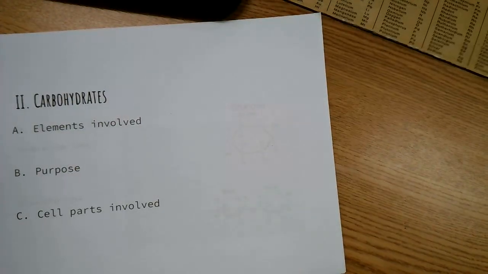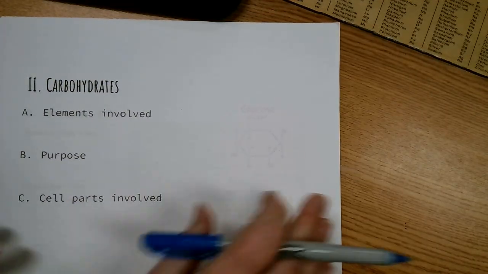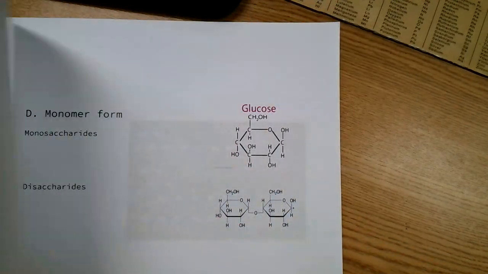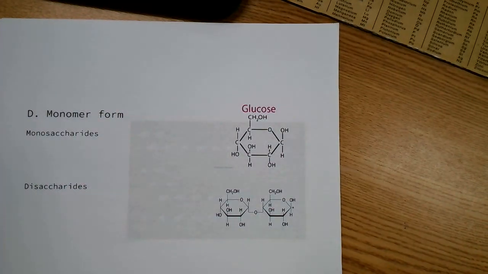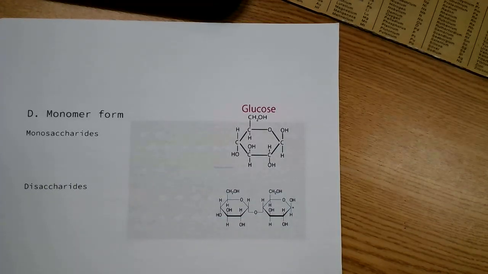Okay, next slide. Now, in every category we're always going to talk about the elements involved, the purpose, the cell parts involved, and then the monomer form and the polymer form. Sorry, I must have printed out two of these by accident.